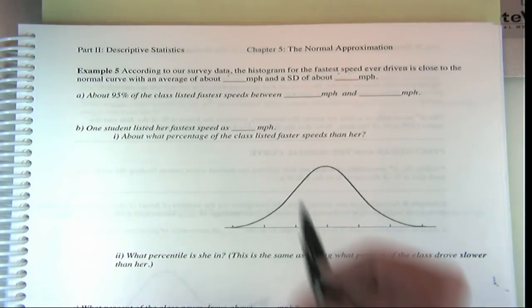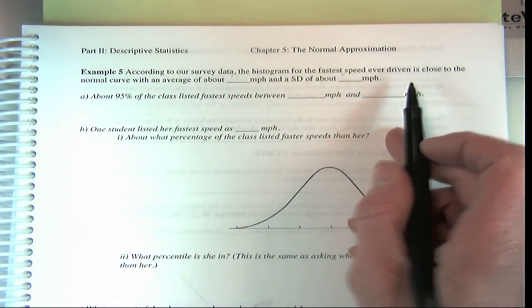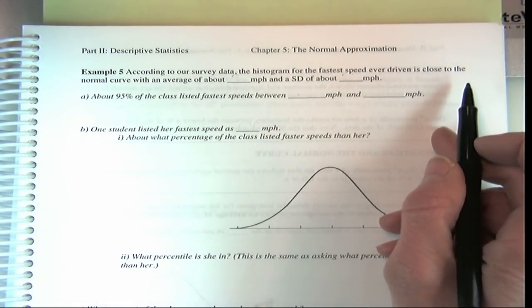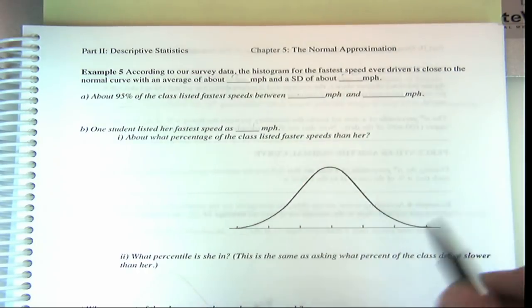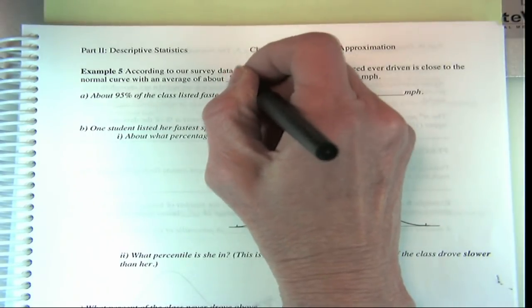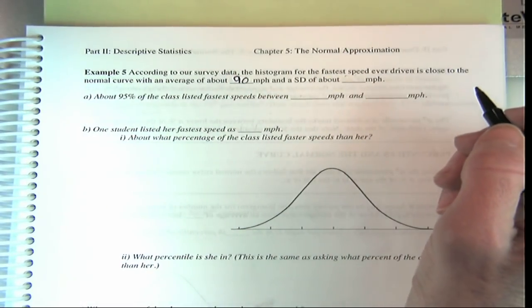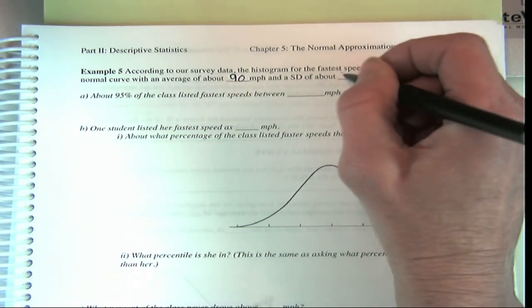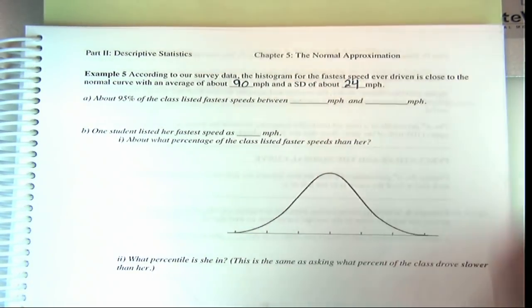And what does it say? According to your survey data, the histogram for the fastest speed ever driven is close to the normal curve with an average of 90 and a standard deviation of about 24 miles per hour.